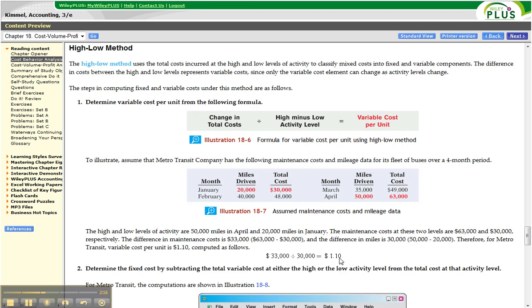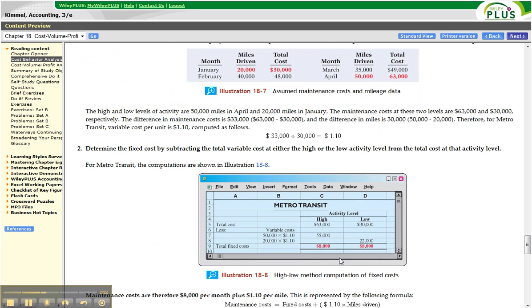So what you then do is plug that $1.10 back into the equation and multiply it by the high and the low activity level to get the variable cost piece of the total cost. So here you have a total cost of 63 in the high month. 50,000 miles in the high month times $1.10 is $55,000. That's the variable cost piece of that 63. So the difference must be 8,000. That's the fixed cost portion.